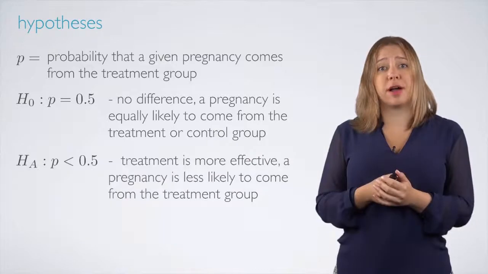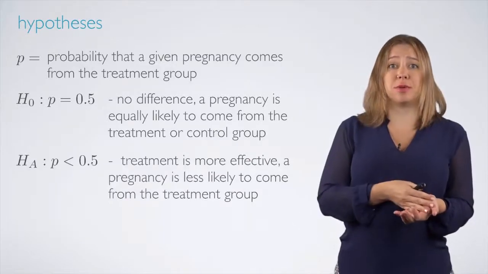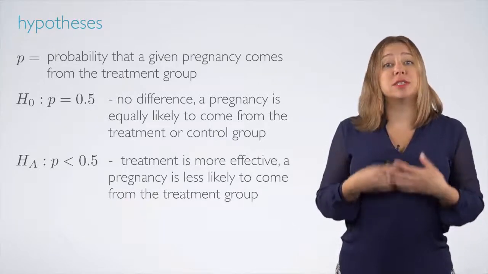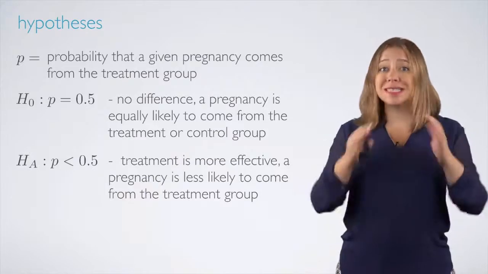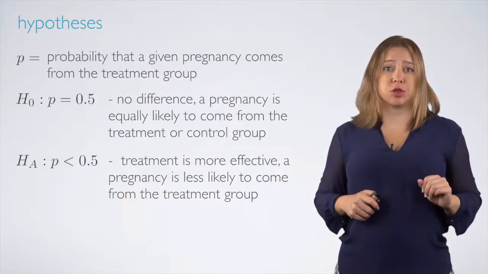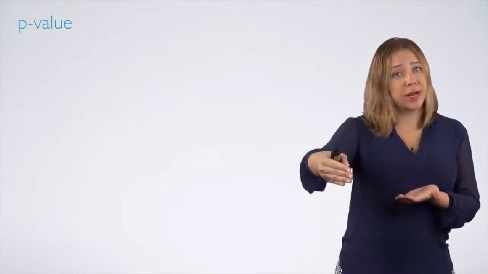The alternative hypothesis is that p is less than 0.5, which says that the treatment is more effective and a pregnancy is less likely to come from the treatment group. To make a decision within the frequentist paradigm, we need a p-value. Remember from earlier courses in the specialization that a p-value is the probability of an observed or more extreme outcome given that the null hypothesis is true. And when we say more extreme, we mean more extreme in the direction of the alternative hypothesis.